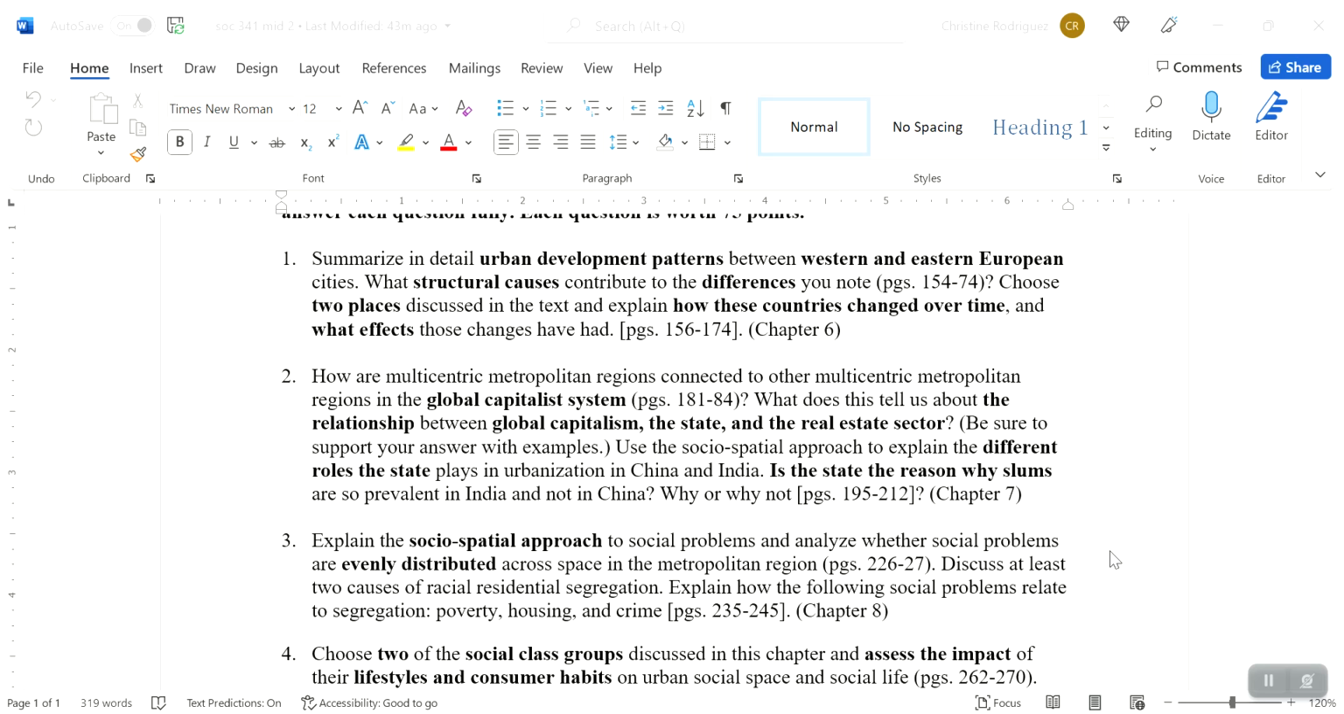Use the socio-spatial approach to explain the different roles the state plays in urbanization in China and India. Is the state the reason why slums are so prevalent in India and not in China? Why or why not? And again, some page numbers in there as well.